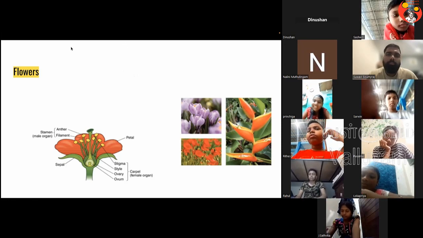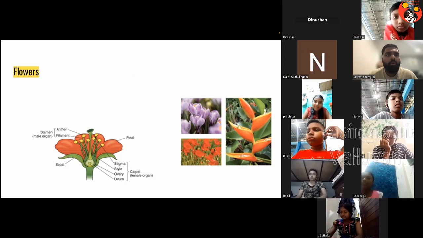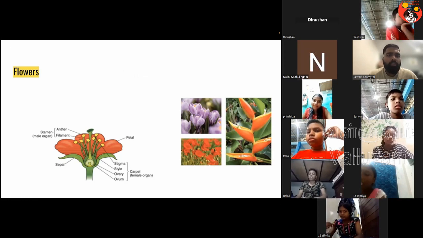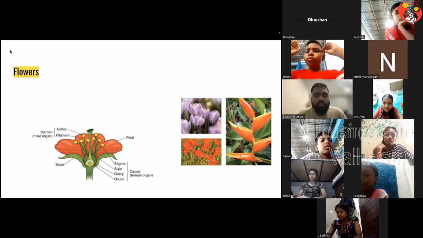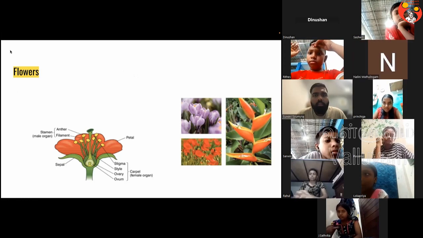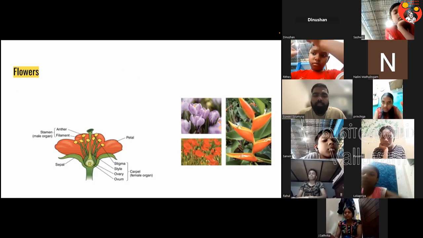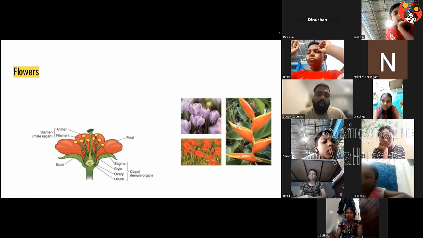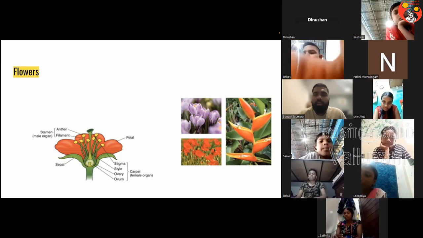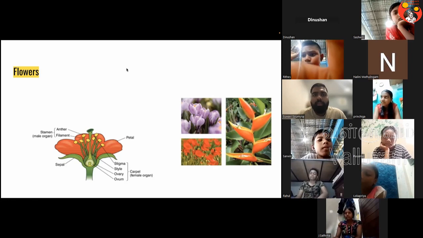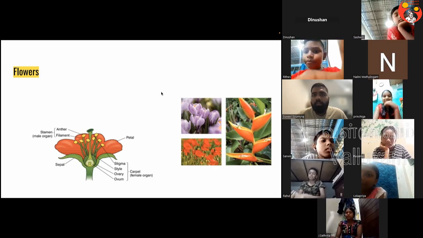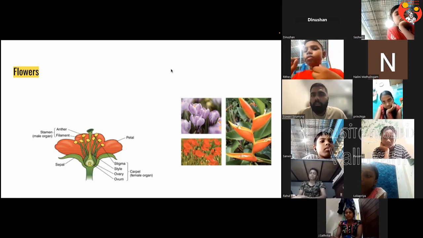Dinishan, I do see your hand up, but I'm thinking maybe that was from before. Do you have anything you want to add, mate? It also can produce seed. Seeds? Yes, yep. Okay, yep, they're definitely all involved together. The flowers can turn into fruit, which in turn have seeds. Ritishan, I see your hand up again. Yes. Oh, yep, go for it.